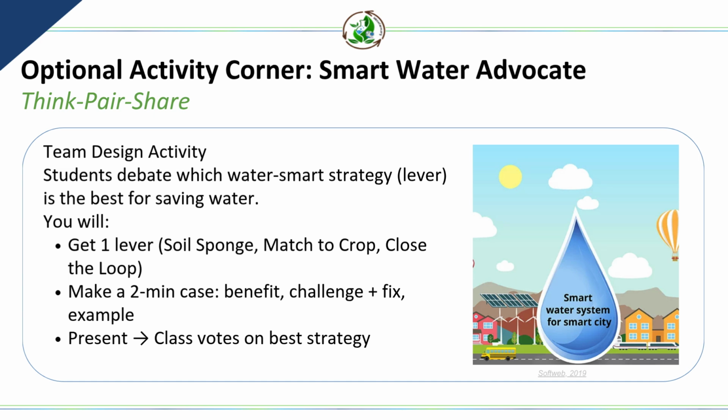Your task is to make a 2-minute case for your lever. Include: 1. The main benefit of your strategy. 2. A challenge or limitation and one possible solution or fix. 3. An example of how it can be applied in real life. After the presentations, the class will vote on which strategy they think is best. This activity encourages you to think critically, collaborate with your team, and communicate your ideas clearly.